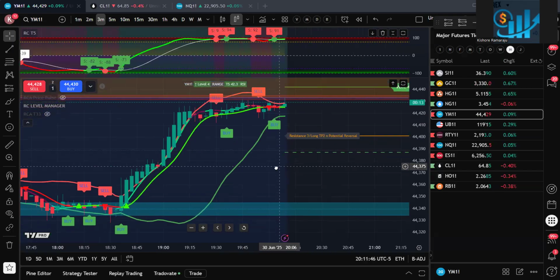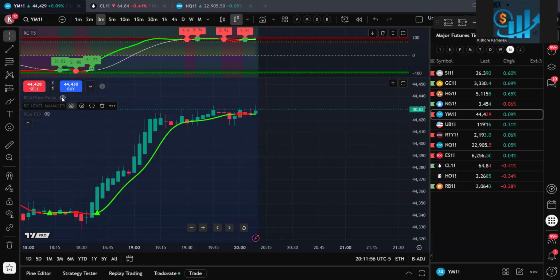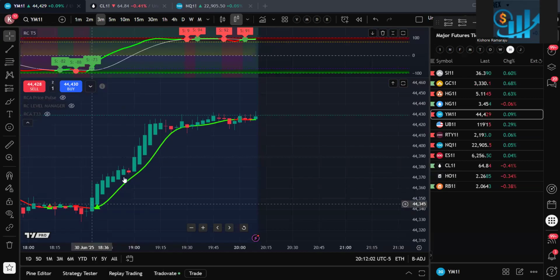So now if we see a sell signal with a nice bearish candle, we can take a short trade here. Right? For time being, just disable all the indicators, and then you will understand whether there is a proper bullish trend or proper bearish trend.